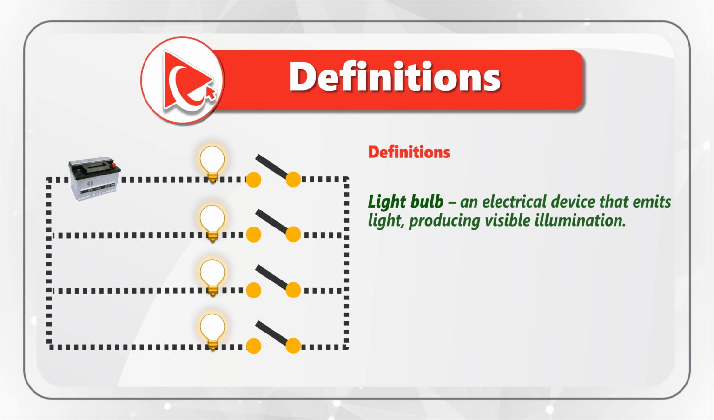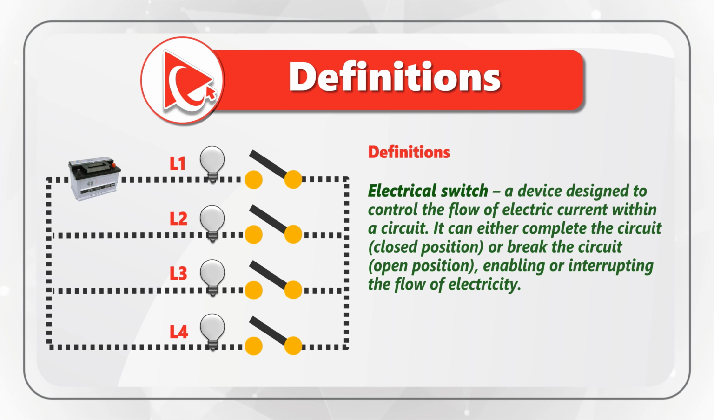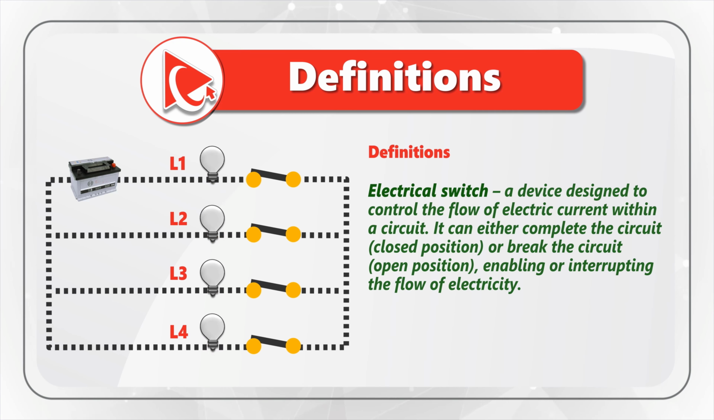We have 4 of these light bulbs, so let's give each one unique ID. We'll call them L1, L2, L3, and L4. We also have 4 switches. And switch represents a device that's designed to control the flow of electric current through the circuit. Switch can either complete the circuit in its closed position or break the circuit in its open position, enabling or interrupting the flow of electricity. Since we have 4 of them, let's give each switch unique ID. We'll call them S1, S2, S3, and S4.